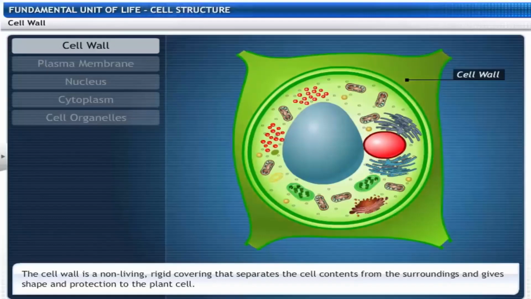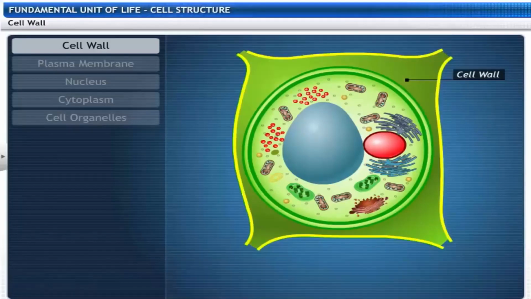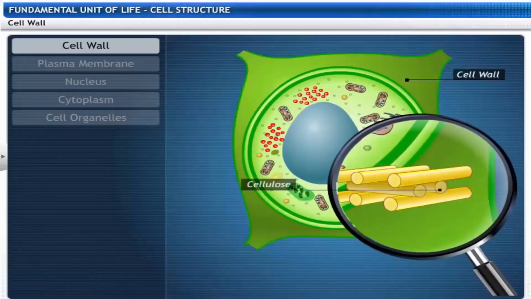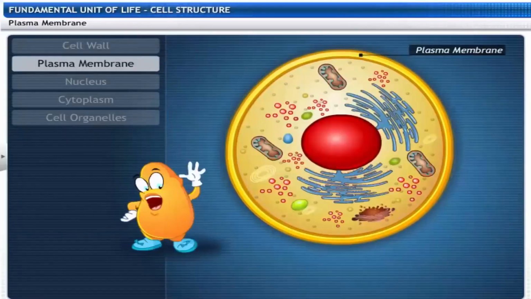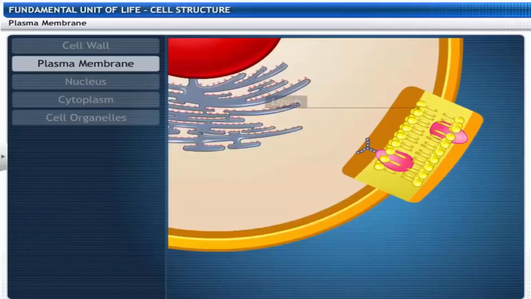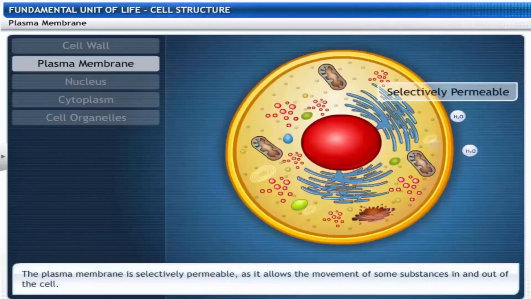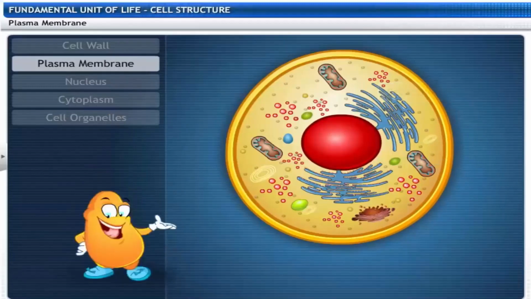It separates the cell contents from the surroundings and gives shape and protection to the cell. It is composed of cellulose and is permeable. Let's take a closer look at the next membrane called the cell membrane or the plasma membrane. It is a living membrane made of lipoproteins. The plasma membrane is selectively permeable as it allows the movement of some substances in and out of the cell. That's my selectively permeable plasma membrane.